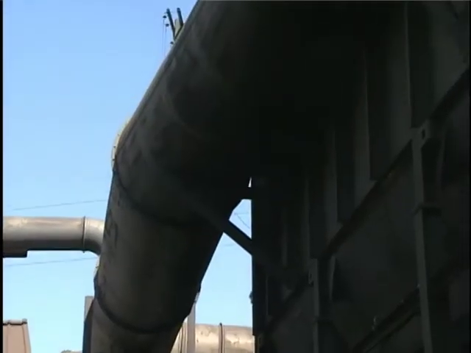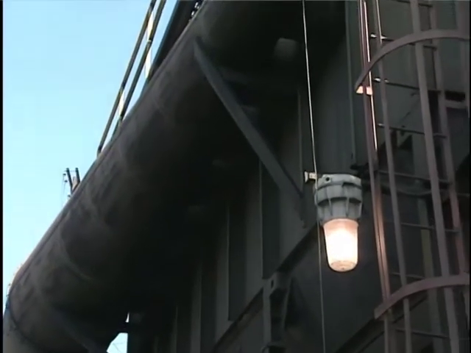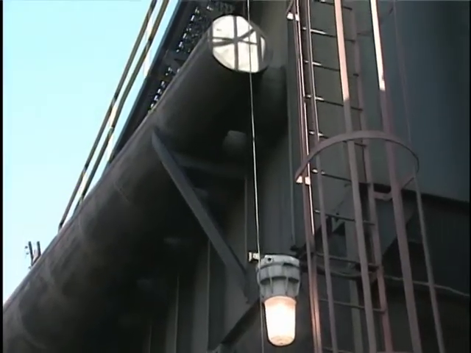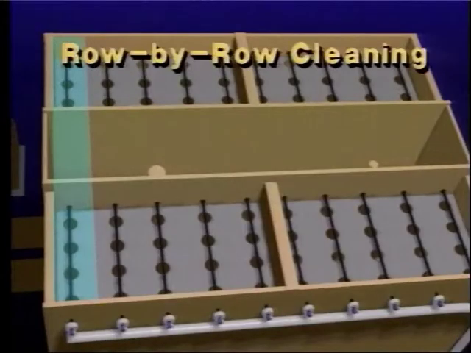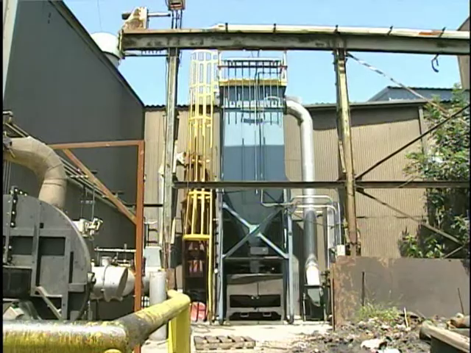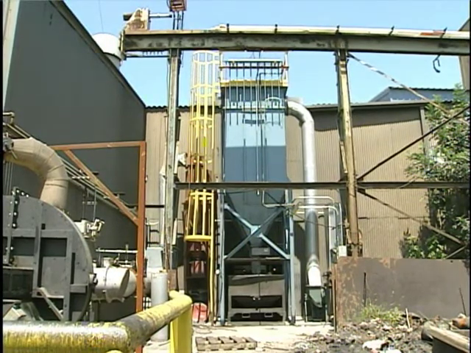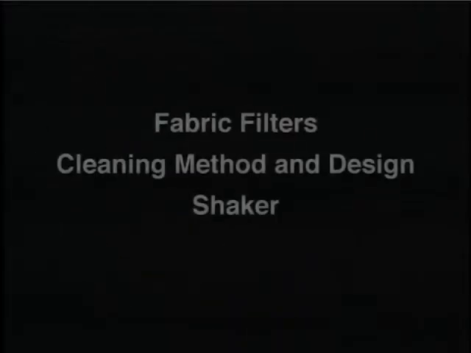Continuous collectors are also used on processes that operate continuously, but they do not have compartments that shut down for cleaning. Instead, individual rows of bags in the collector are cleaned, while the remaining bags continue to provide filtration. Continuous collectors usually clean by reverse pulse, but could also clean by reverse air.